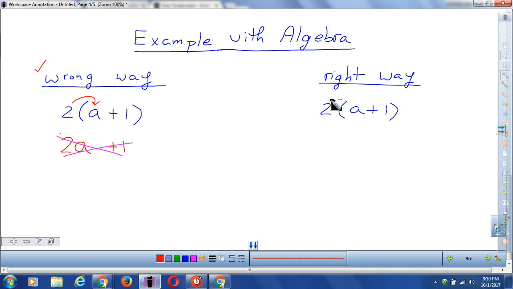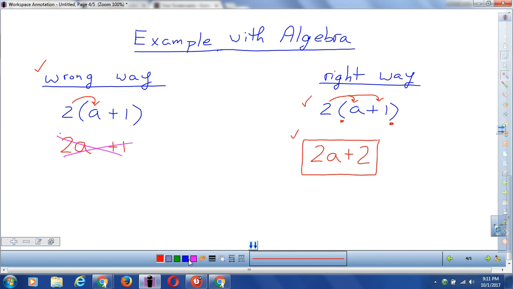In order to do it properly, I have to give it 2 times a and 2 times positive 1. I must give it to everything inside the parentheses. This parenthesis tells me where to start, and this parenthesis tells me where to stop distributing. So 2 times A is 2A, and then positive and positive make a positive, and 2 times 1 makes 2. And that's it, I'm done. This is my final answer, and they are completely equivalent.